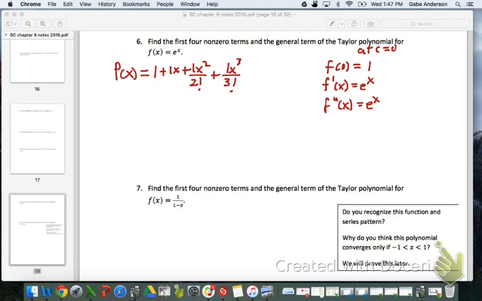Hopefully you can see that the nth term would be plus dot dot dot plus x to the n over n factorial. Of course, you don't need to write all those coefficients of 1s. You could just write 1 plus x squared over 2 factorial plus x cubed over 3 factorial, so on and so forth.